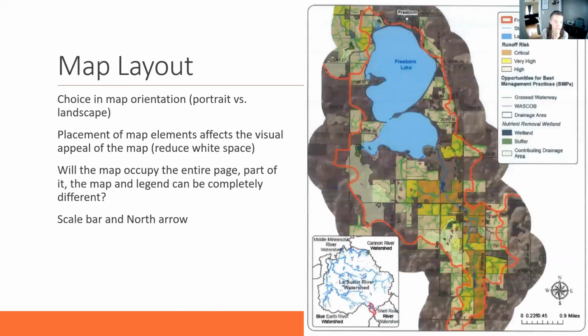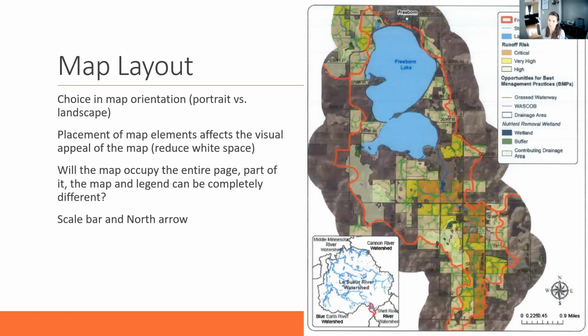Map layout: your choice in map orientation, portrait versus landscape. What shape is your watershed? This one's in portrait. If it is a wider map, maybe I'd want it in landscape. Then there's placement of map elements for your insets and how much detail to put in there. Where do you put your legend? Try to maximize information and reduce white space without it looking too cluttered.